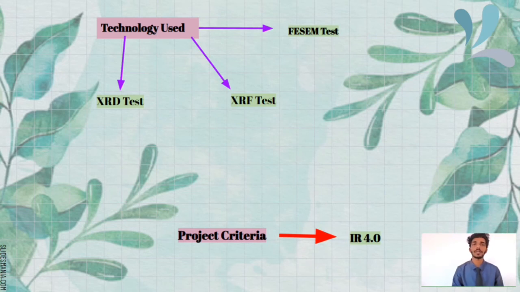Okay, this is about the technology used, which is the XRD test, XRF test and FESEM test. All these tests are known as the technology nowadays used in geotechnical engineering under the civil department. So the XRD test, XRF test and also FESEM test will be used as new technology in several departments or even offices. The project criteria based on this research is IR 4.0. IR 4.0 means Industry Revolution 4.0, under which all the technology that we have used in this study falls.